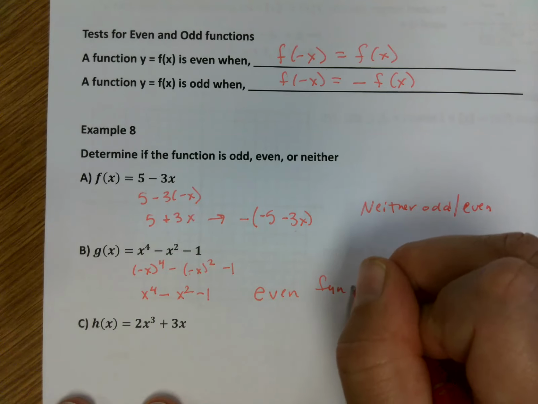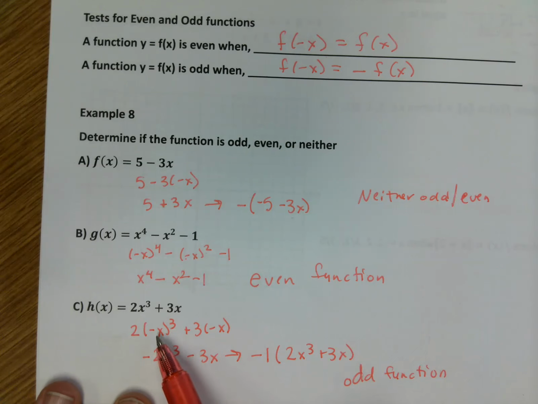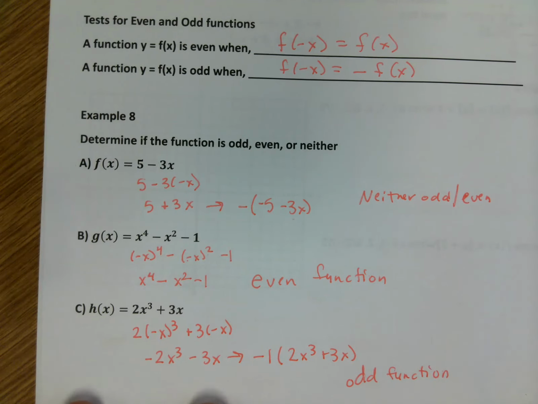So I want you to pause the video and try to do this last one by yourself. So we plug this in, (-x) cubed is going to give me a -x cubed. -x times 3, that gives me a negative. Now I'm going to try to force that negative out. Now when I force out this negative, this is the same as the original. So because this is -1 times the original, this is an odd function.